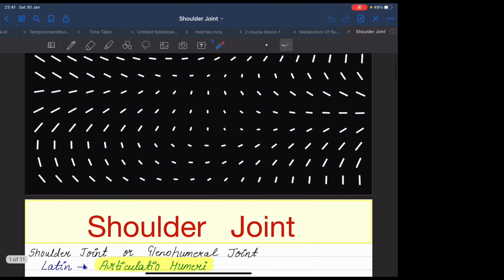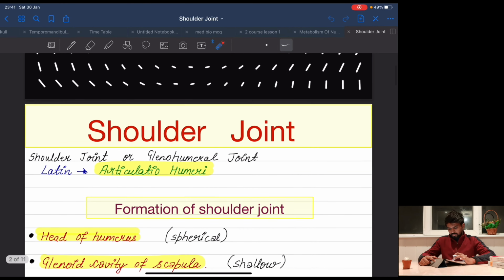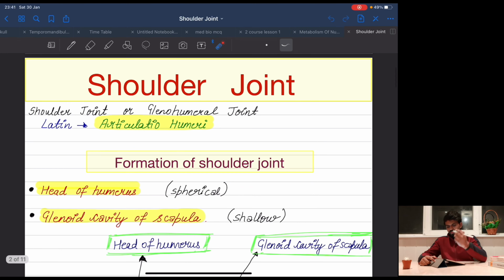Today our topic is the shoulder joint. The shoulder joint is also called the glenohumeral joint. Why is this joint called the glenohumeral joint? We will get the answer in the formation of the shoulder joint. In Latin, it is called articulatio humeri.